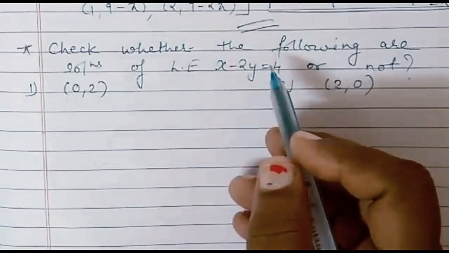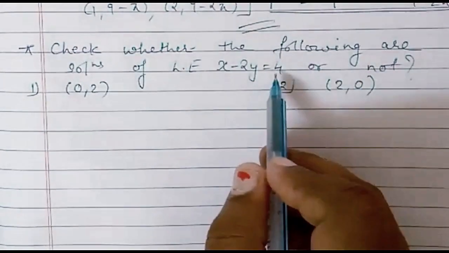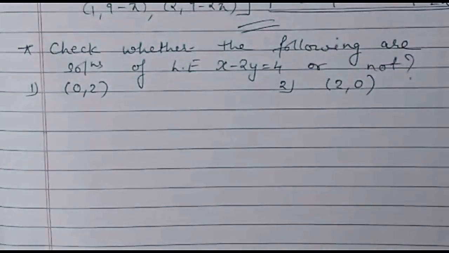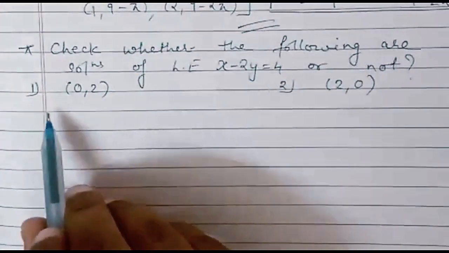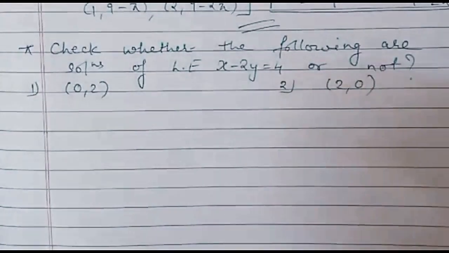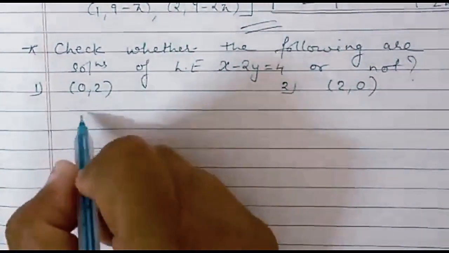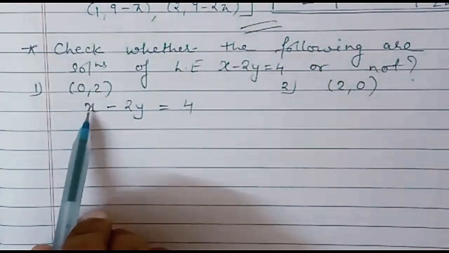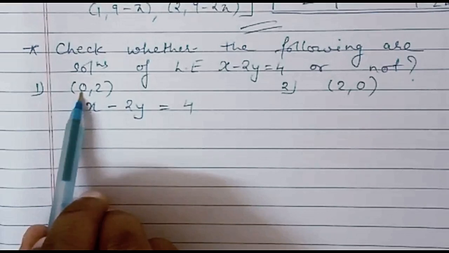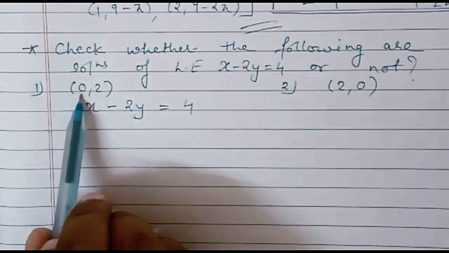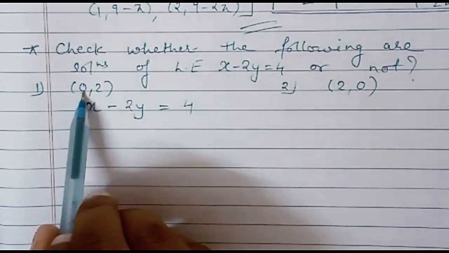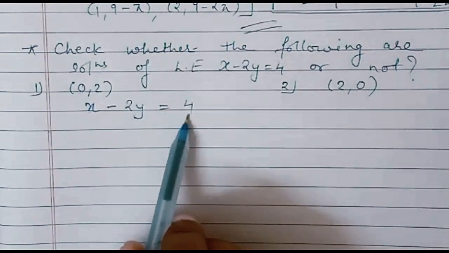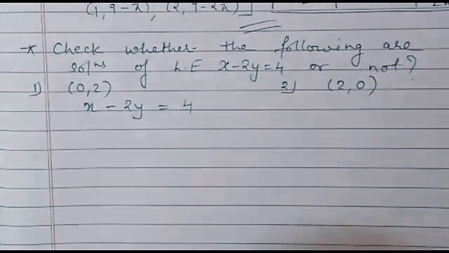Check whether the following are solutions of the linear equation or not. Till now we were given a linear equation and we were obtaining the solution. Now this time a linear equation is given with a few solutions. We need to find out whether each is really a solution or not. So this is our linear equation, x minus 2y is equal to 4. Now placing the value of x as 0 for the first one, this is the first example, (0, 2). That means if I place the x coordinate as 0 and the y coordinate as 2, and I get the answer 4, that means it is a solution, otherwise it is not a solution.